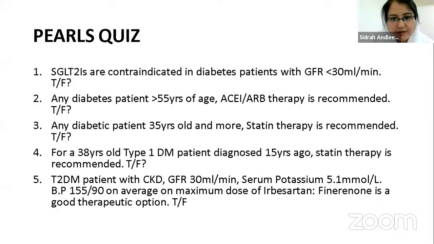Now, coming to the second one, you're right as well, Usama. Amna, yeah, they'll share with you definitely. Okay, so the second is any diabetes patient more than 55 years of age, ACE inhibitor and ARB therapy is recommended. True or false?